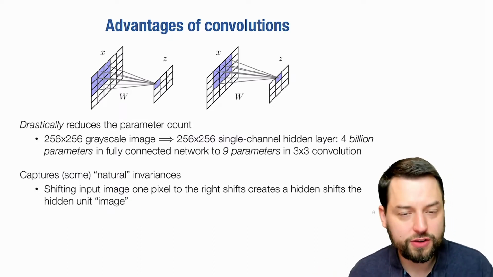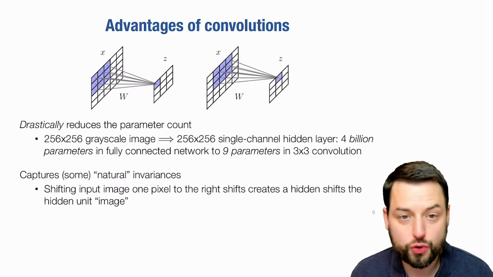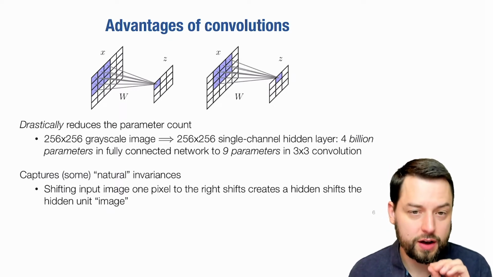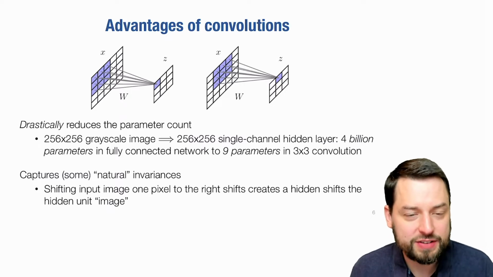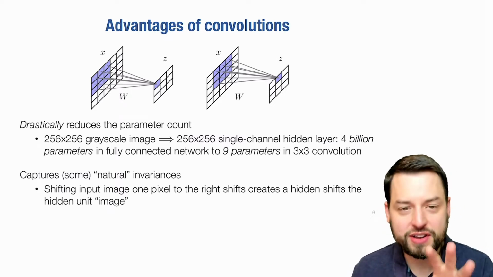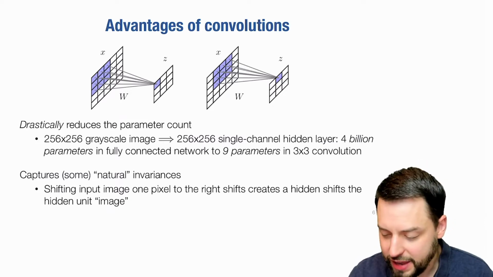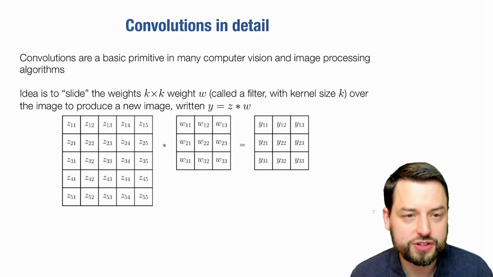And so with this, we're really able to capture the true structure of what we want to have in images anyway, and convolutions bring us this benefit. Okay, so now let me describe in a little bit more formal detail: what is the actual structure of a convolution?